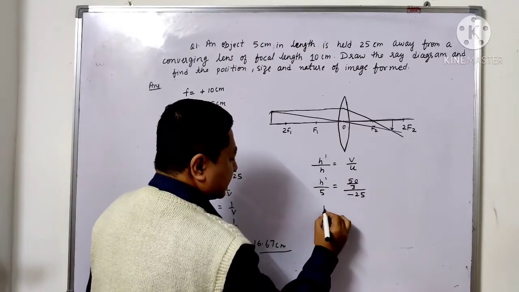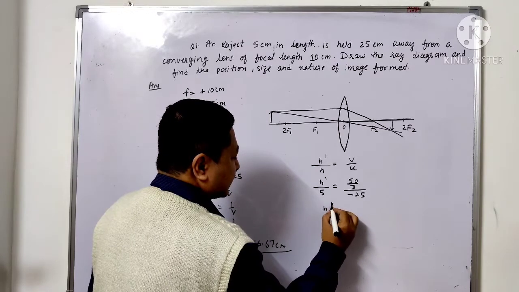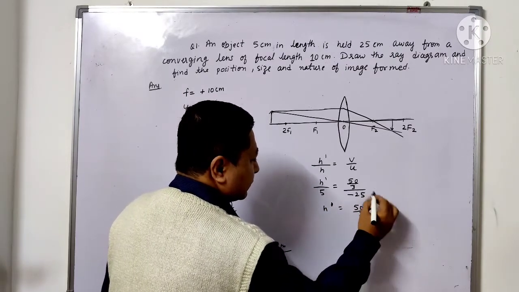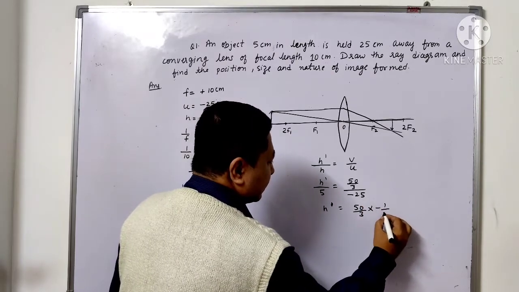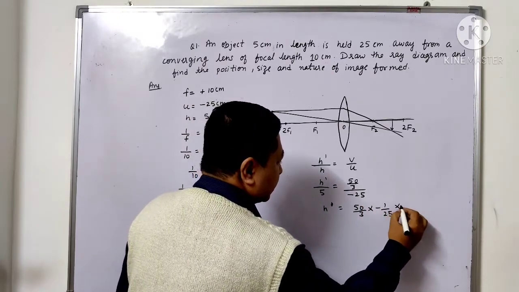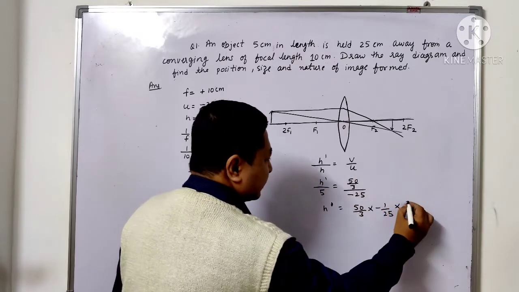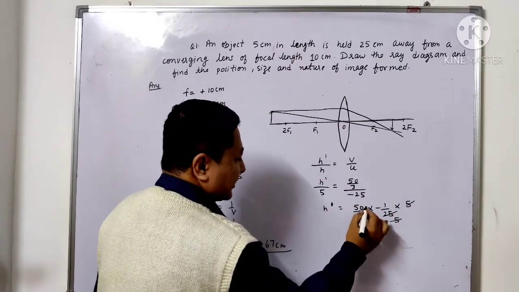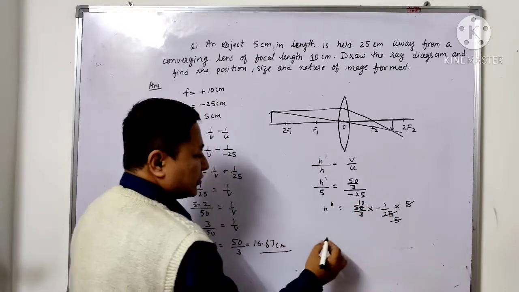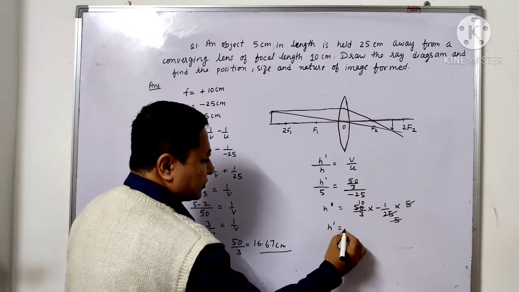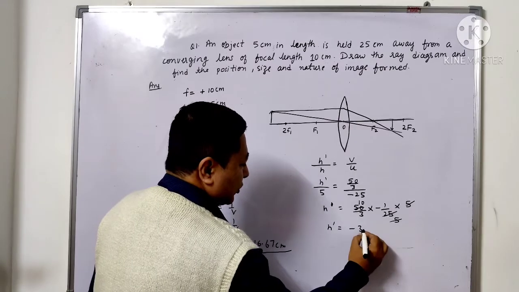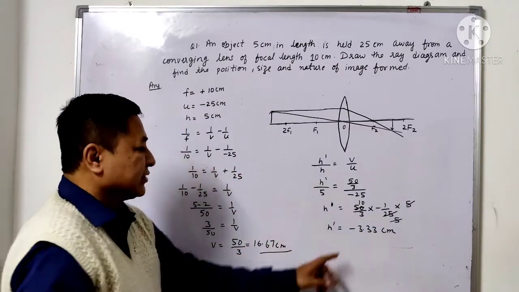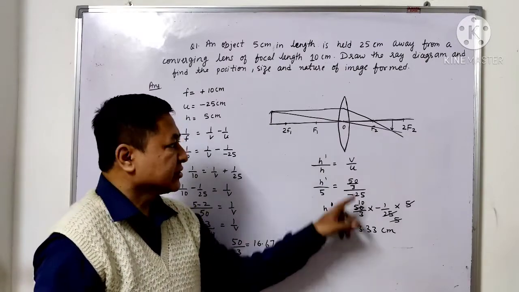So now let us solve this. h dash is equal to 50 upon 3 into, it will be reciprocal, minus 1 upon 25, into 5. So this will cancel 5, this will cancel 10. So minus 10 upon 3. So h dash is equal to minus 3.33 centimeter. So the minus sign is indicating that the image is an inverted image.